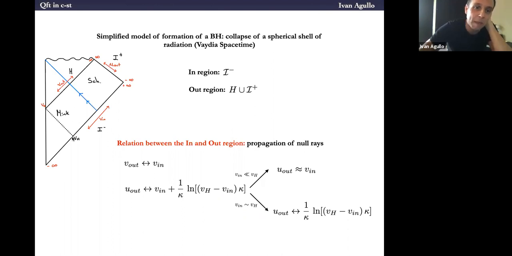However, if the photon is emitted close to the formation of the horizon, it will suffer a huge redshift because it needs to climb up the gravitational potential and escape the black hole. Then the relation between in and out is given by a log. And this log is the redshift. And this will be the cause of Hawking radiation. This logarithmic redshift is what causes Hawking radiation. And you need a black hole for that. And kappa, I didn't mention it, sorry. Kappa is the surface gravity, but you probably know what it is after Alex's course.